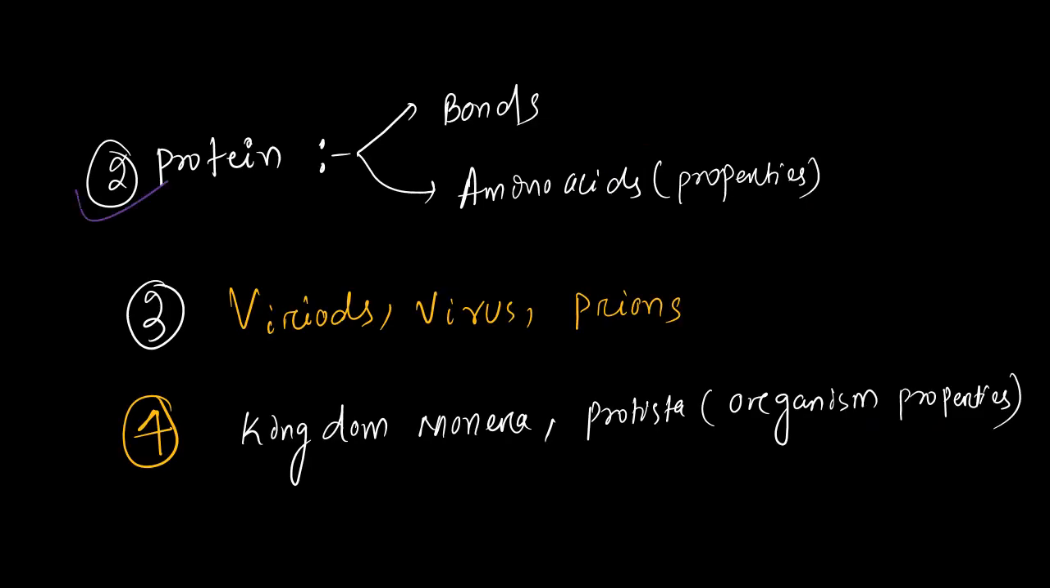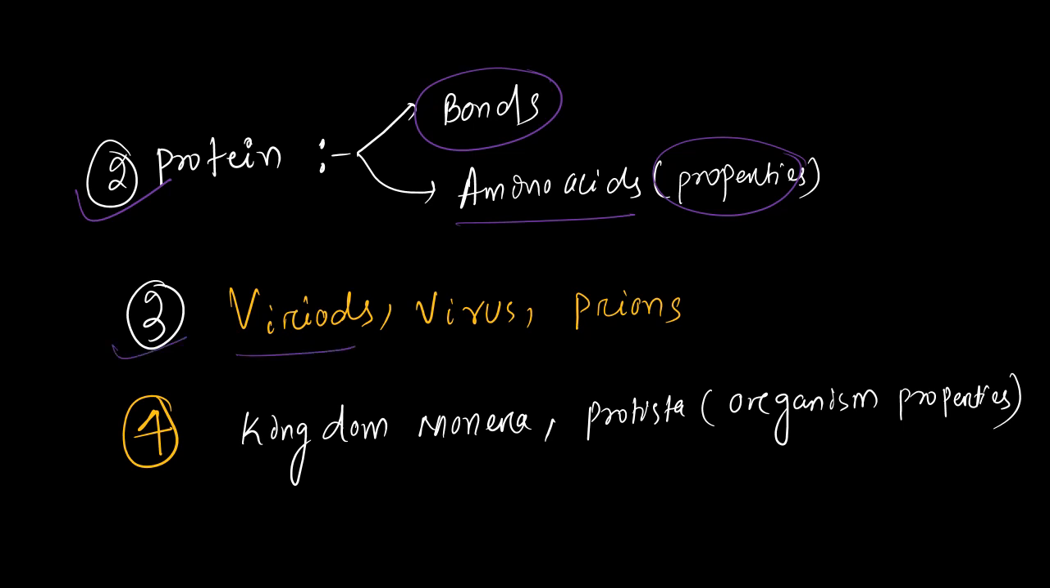Next is protein. In protein, mostly different types of bonds, like we know, peptide bond and amino acid. What is amino acid and the properties of amino acids? The different types of amino acid and properties like hydroxyl, aromatic, and so on.